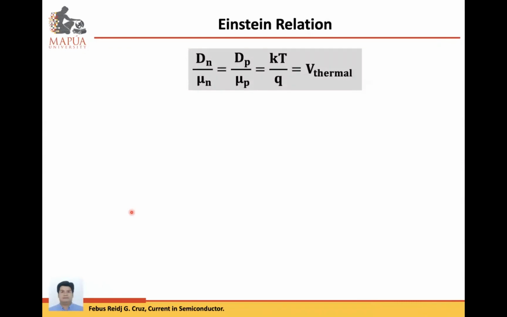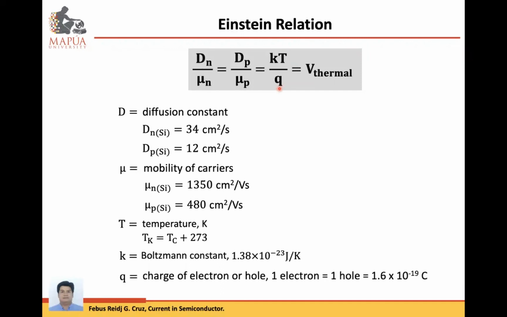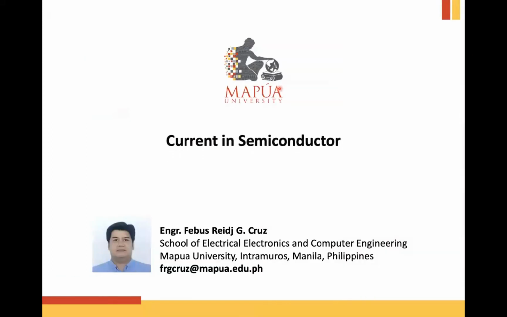And based on the diffusion constant, we also have the so-called Einstein relation. The electron diffusion over the mobility of electron is equal to the hole diffusion over the mobility of hole, equal to the thermal voltage, which is kT over Q. All right, so again, these are the diffusion constants, these are the mobility of carriers, and T would be the temperature in Kelvin. K would be the Boltzmann constant, and Q would be the charge of carrier. So that ends our discussion on the current in semiconductor.